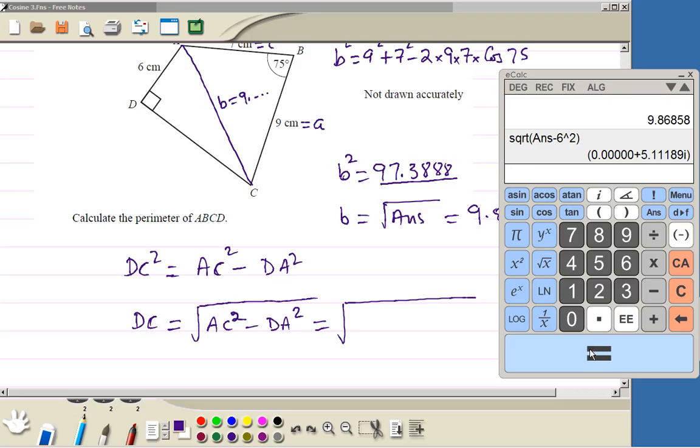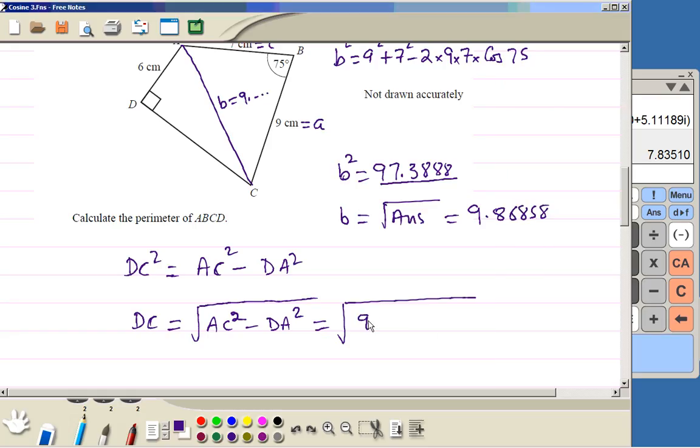Now that has not worked properly, so we try again. Square root, so we just type 97.3888 minus 6 squared, close bracket. Now press equal sign. 7.8 is correct. So the answer is 7.8.